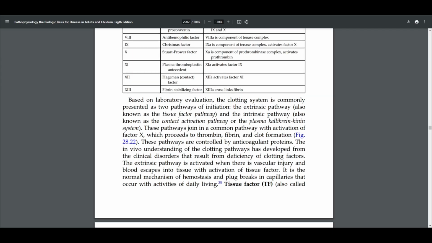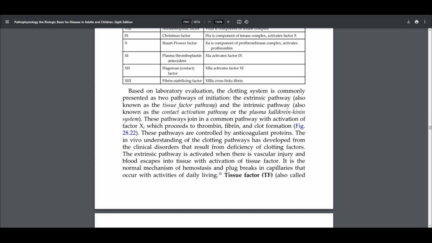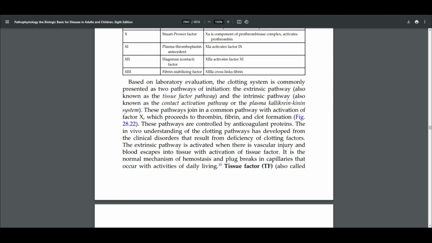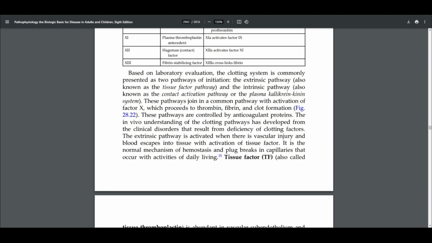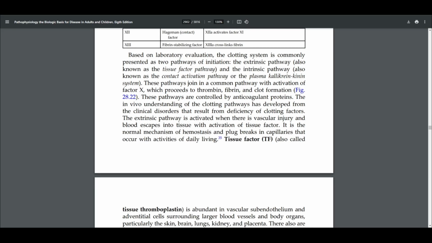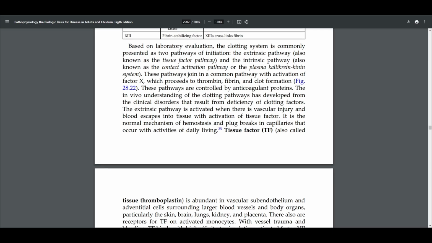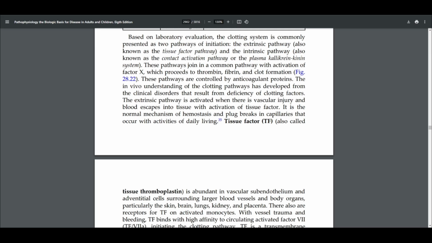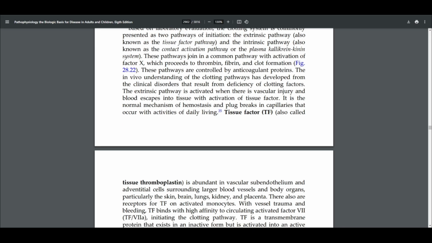The in vivo understanding of the clotting pathways has developed from the clinical disorders that result from deficiency of clotting factors. The extrinsic pathway is activated when there is a vascular injury and blood escapes into tissue with activation of tissue factor. It is the normal mechanism of hemostasis and plugs breaks in capillaries that occur with activities of daily living.